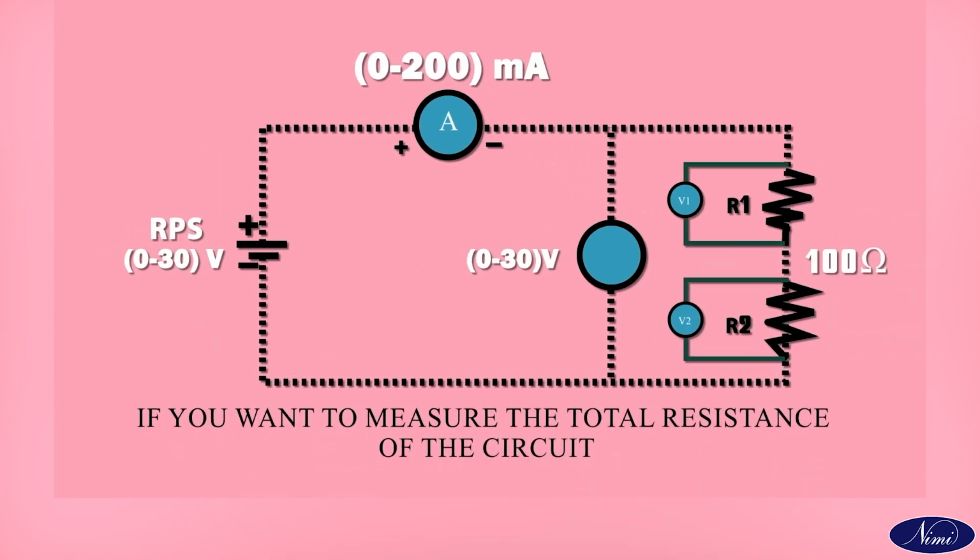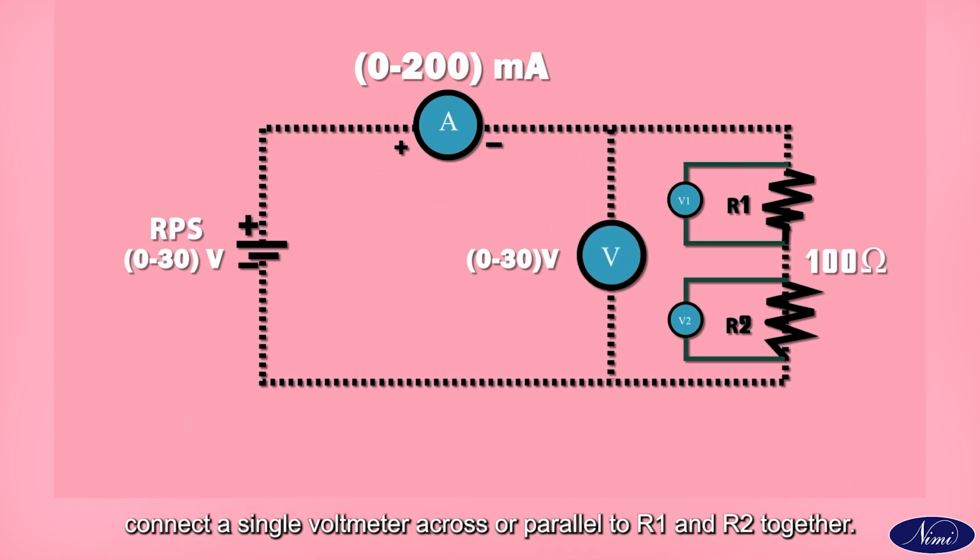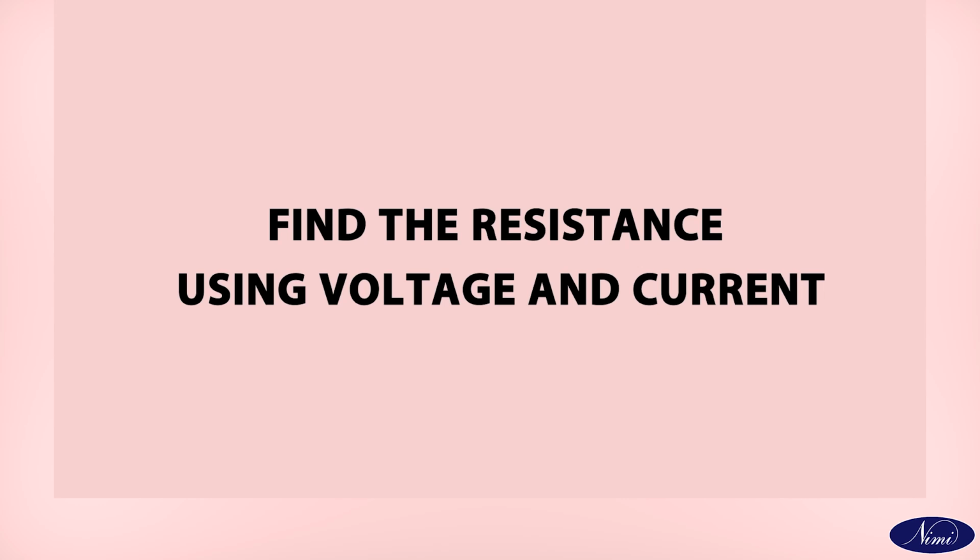If you want to measure the total resistance of the circuit, connect a single voltmeter across, or parallel to, R1 and R2 together. Find the resistance using voltage and current.